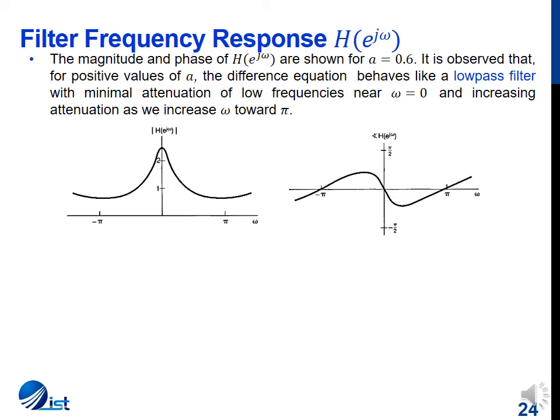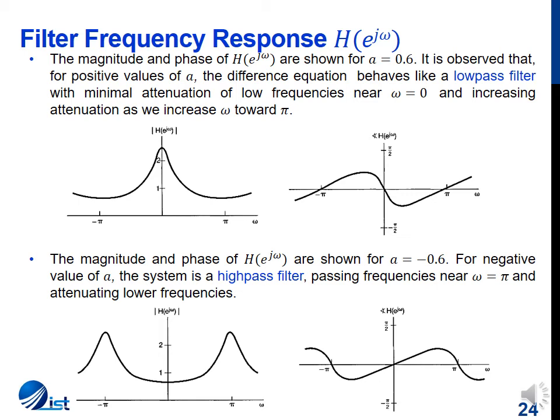For negative values of a, that is, if we choose a equal to minus 0.6, we can see that the response of the filter is such that lower frequencies pass with attenuation, or they are amplified less, and higher frequencies are in fact amplified. So this trend is that of a high pass filter. So a simple first order recursive filter can act as both a low pass and a high pass filter depending upon the value of a.